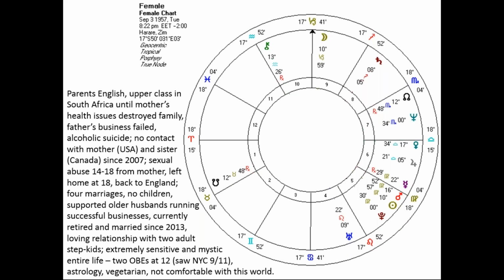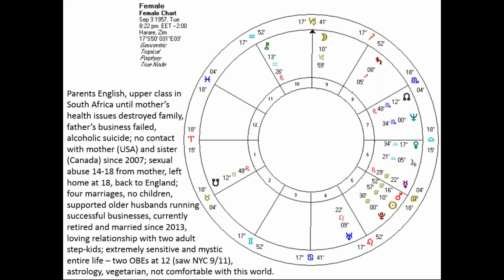She has basically married older men and has supported them running their businesses, which were all pretty much successful. And she's currently retired, and her fourth marriage was initiated in 2013, and she has a loving relationship with his 2 adult children. This volunteer has been extremely sensitive and mystic and psychic her entire life from the time she was a very young child.